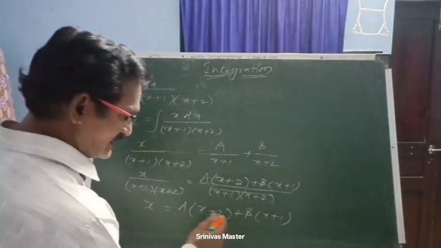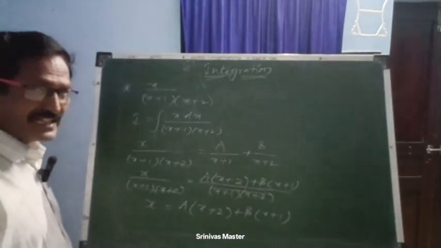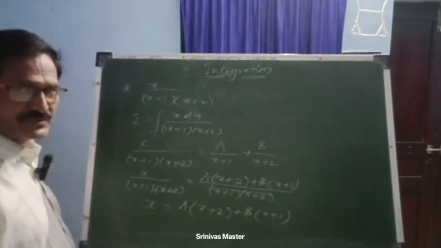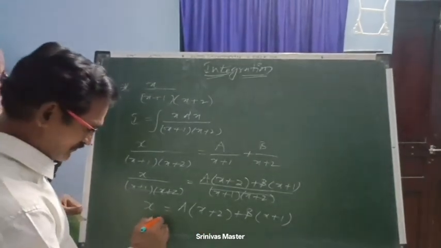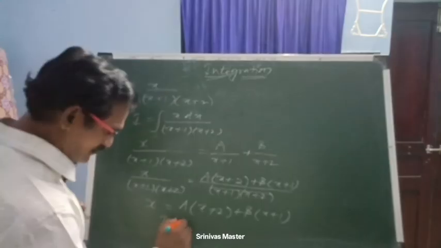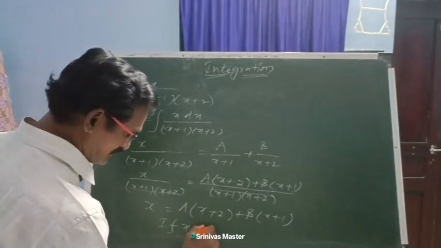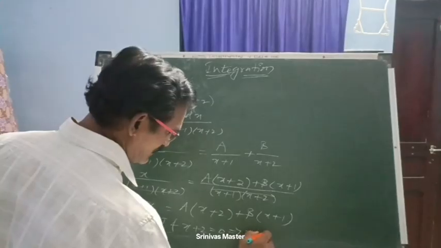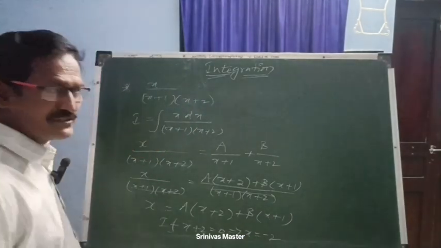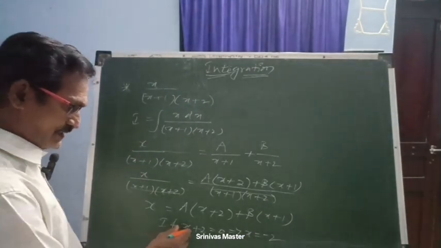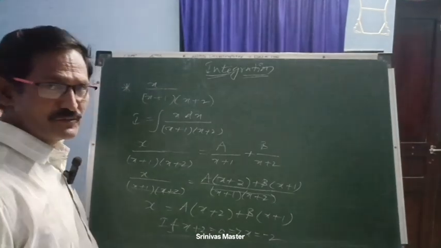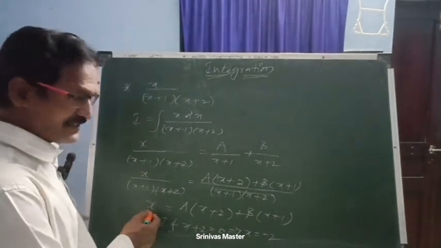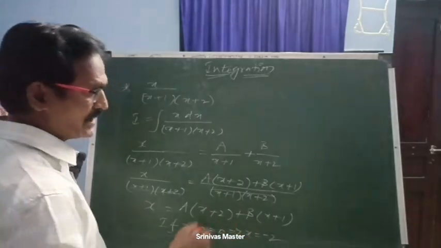Otherwise, taking these two terms, make it as 0. Suppose if you take that x plus 2 equal to 0, children. If x plus 2 equal to 0, then what is the value of x? X is equal to how much, children? X is equal to minus 2. X plus 2 equal to 0, then x equal to minus 2. That means we just have to replace x with minus 2.